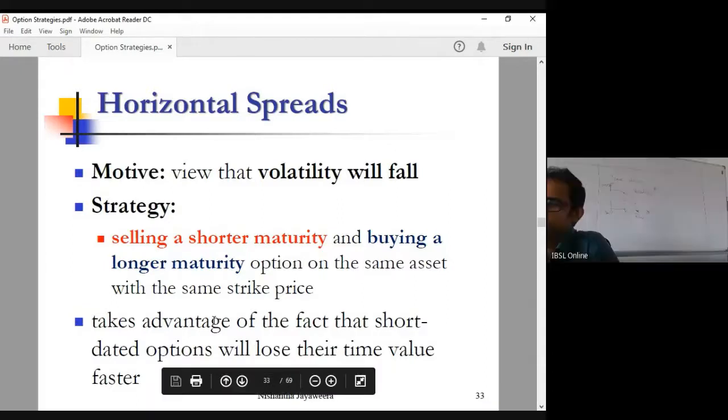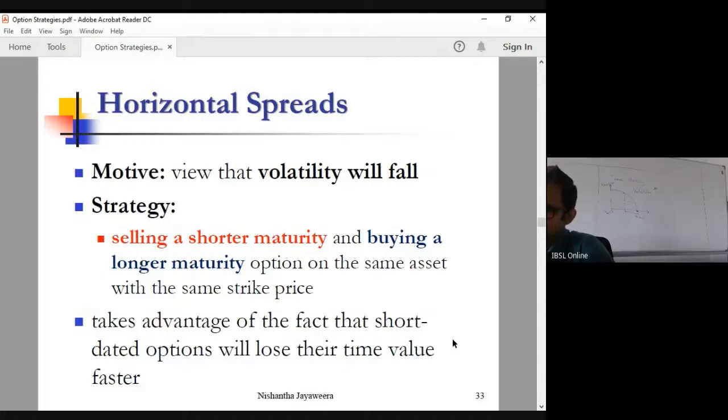Thank you, sir. In this, what you are trying to do is take advantage of the fact that short dated options will lose their time value faster. So that's why you sell a short maturity. When the volatility goes down, because of that time decay factor, the value decreases much faster than the longer dated option. So the price of the option that you bought will go down when volatility goes down, but the price of the option you have sold will go down much faster than what you bought. Therefore, ultimately, you get the net benefit.